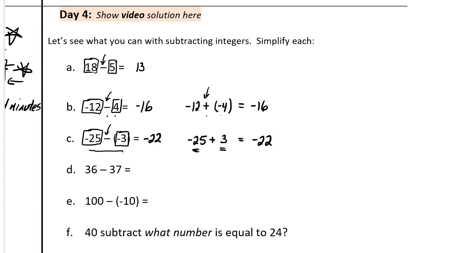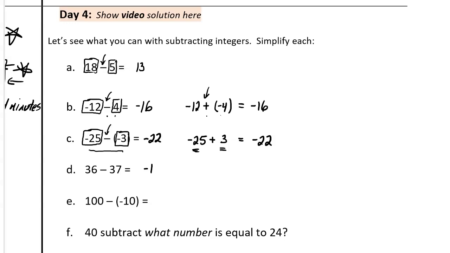Question D, 36 subtract 37 is negative 1. These numbers are very close together. 36 subtract 36 would be 0. What if you subtract 37 from 36? Now the result is negative 1.